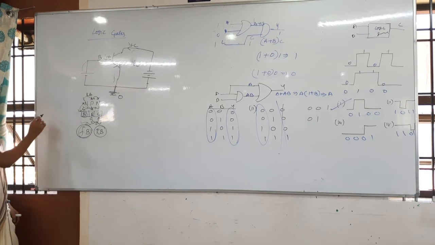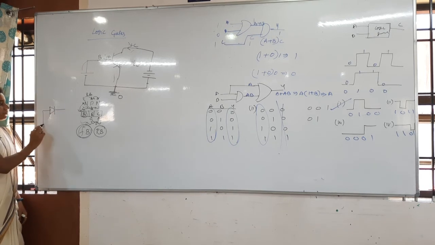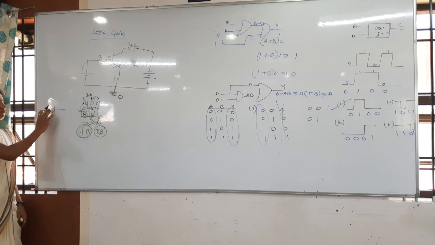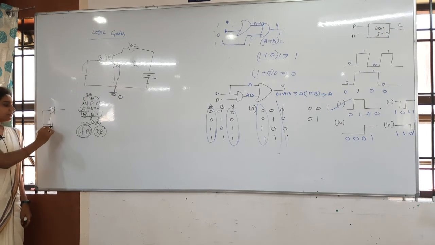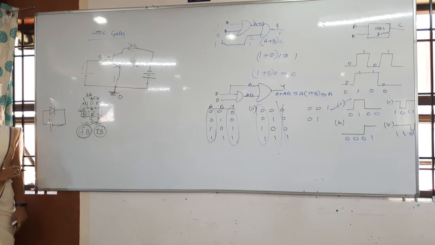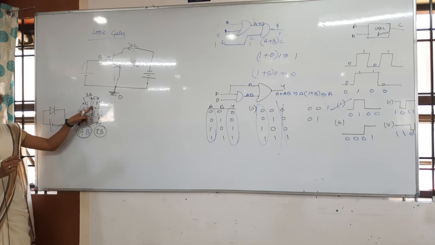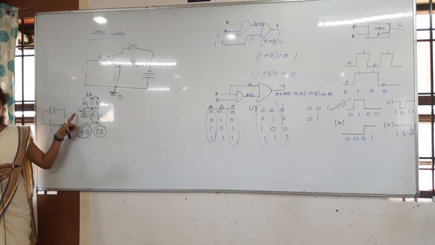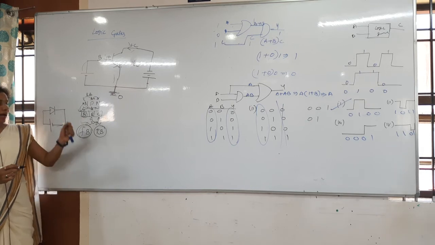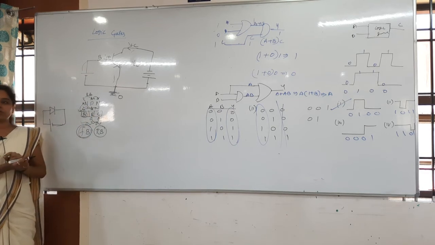Whenever I set the PN junction diode here, I should make it forward bias. Nothing but for the P, what should be there? Positive terminal of the battery. For N, negative terminal of the battery should be there. Now here I said emitter is P and base is N. To make it forward bias, I have to connect the base to the lower potential and the emitter to the higher potential.